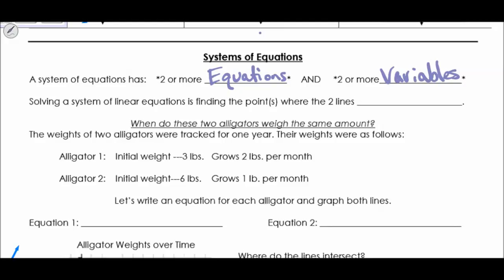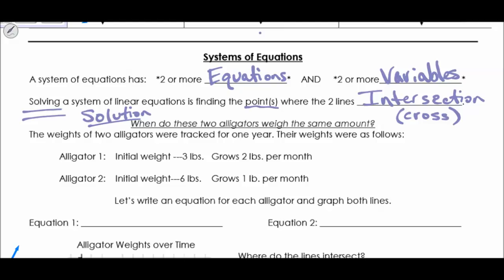When we're solving a system of equations, when we're looking for the solution to a system of equations, it's finding the point or points, could hit more than once, where these two lines intersect. And when you think of a street intersection, we're thinking about where those two streets are crossing. So where these two lines cross, that's the solution of the system of equations. The system of equations is just looking for a point where these two lines hit each other.